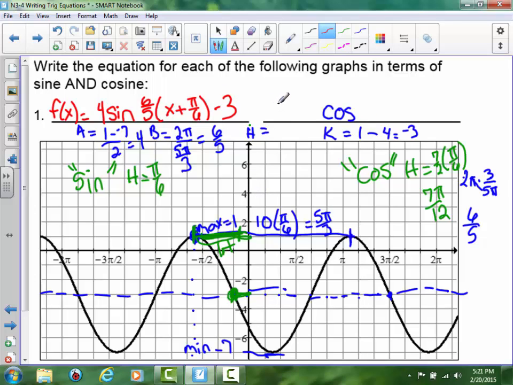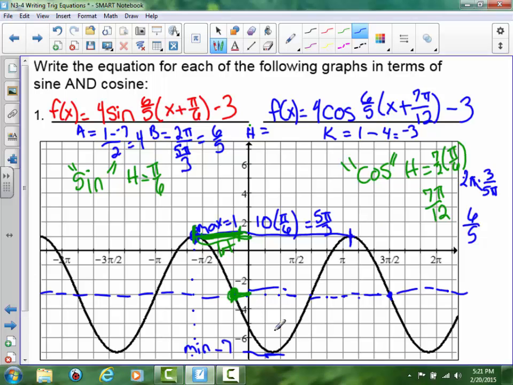All right, so then cosine will also be 4, 6/5 x plus, because again we went to the left to start this, and we went to the left 7 pi over 12. And then we also went down 3 for our k value.